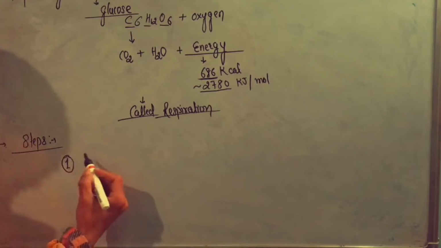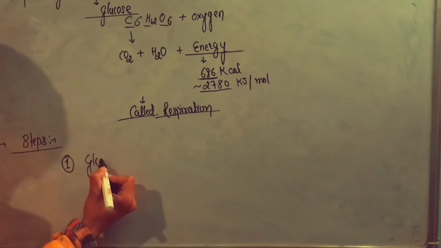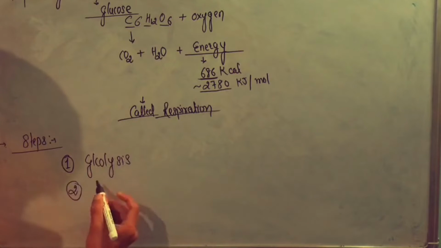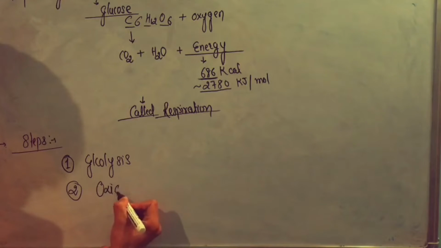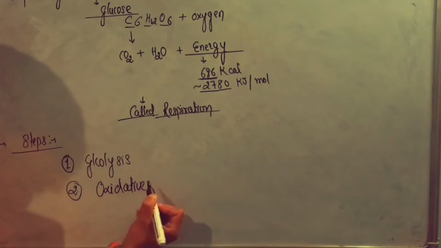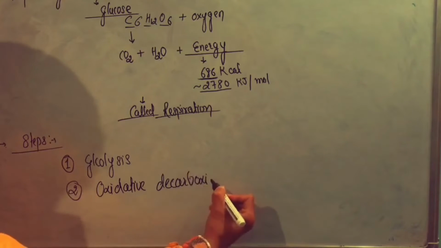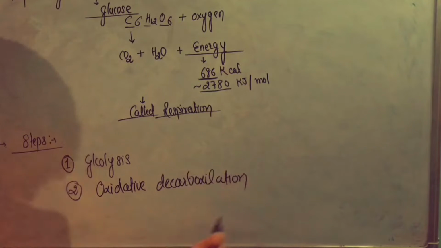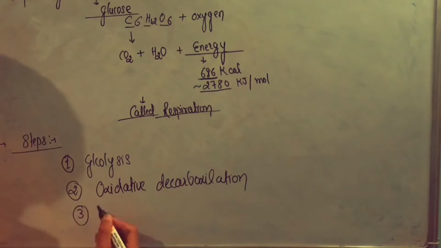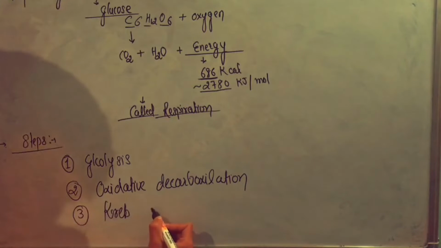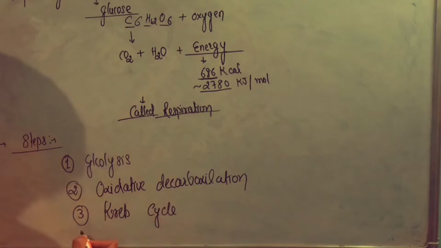Number 1 is glycolysis. Number 2 is oxidative decarboxylation. Number 3, the Krebs cycle, or tricarboxylic acid cycle, also known as the TCA cycle. And number 4, the electron transport chain.